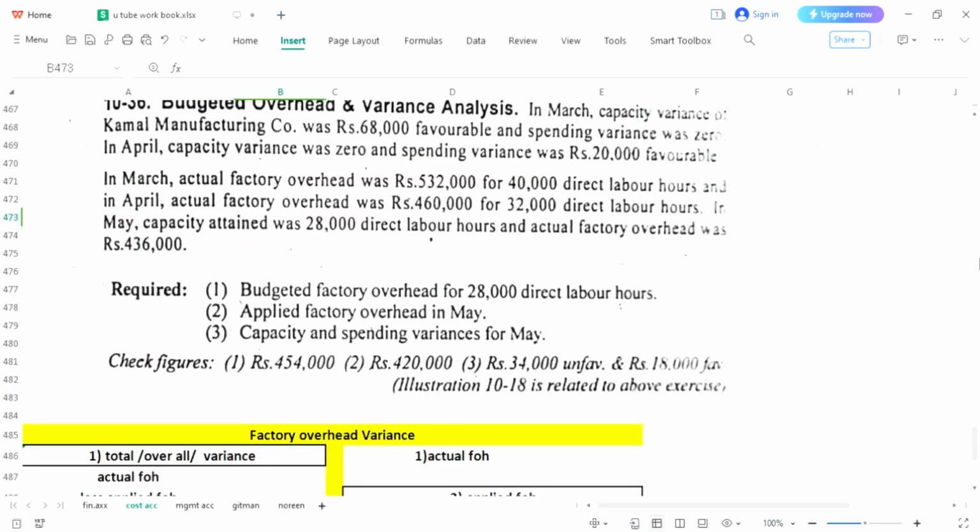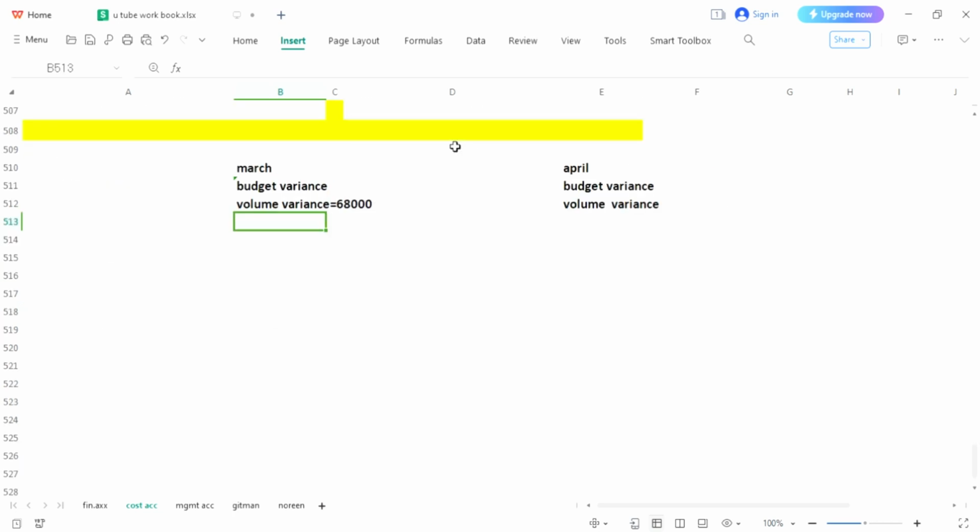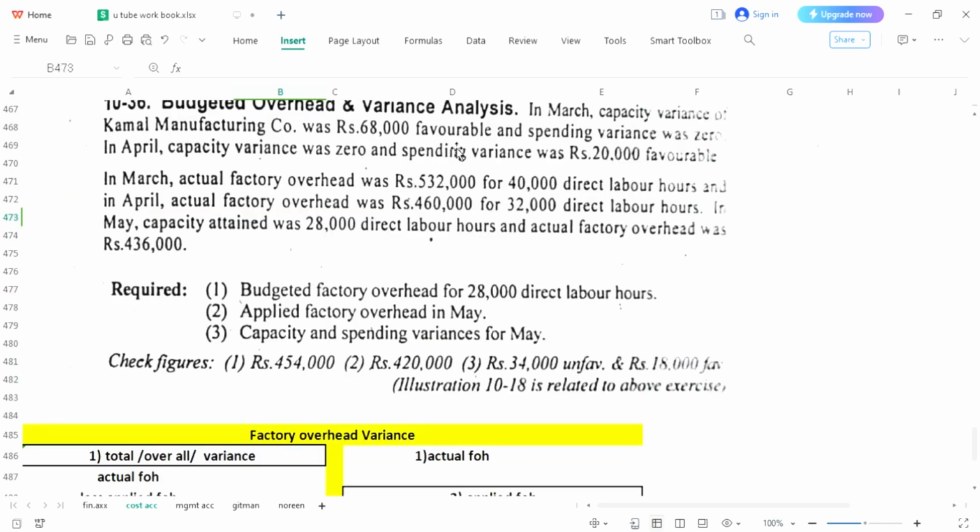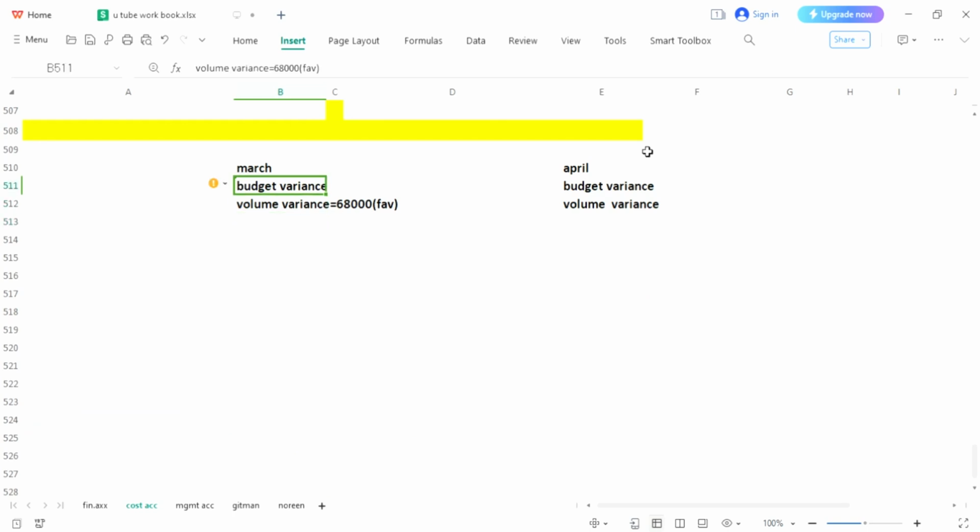You will have to be very calm to understand this question. So take your time and spare that much time to understand it. 68,000 favorable volume variance, and we write FAV for favorable. Again, we'll be searching for the March spending variance, which is budget variance, and that is 0. So for March, your budget variance is 0.